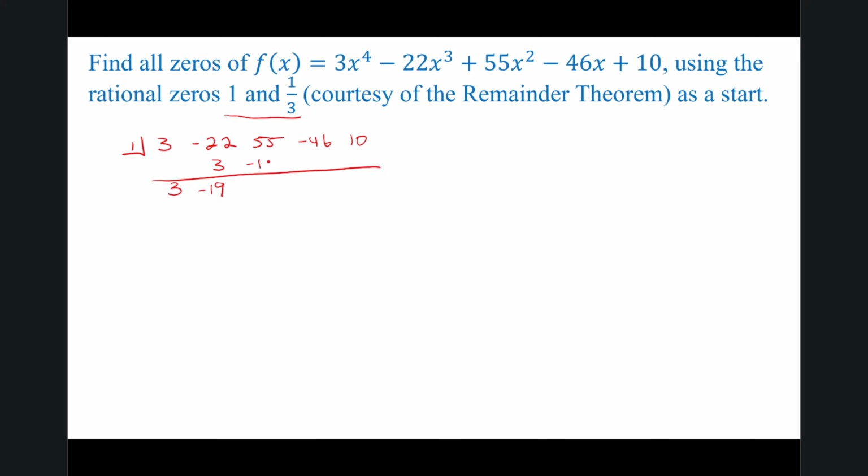1 times negative 19 is negative 19. Add, we get 36. 1 times 36 is 36. Add, we get negative 10. And 1 times negative 10 is negative 10. Add, we get 0. So I knew 0 would be the remainder here.